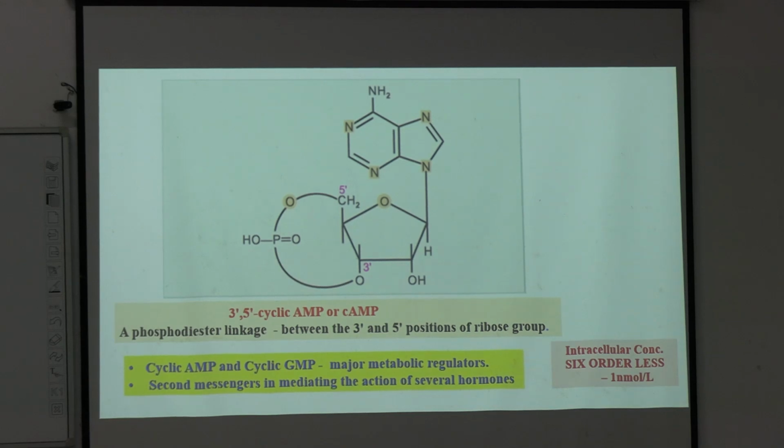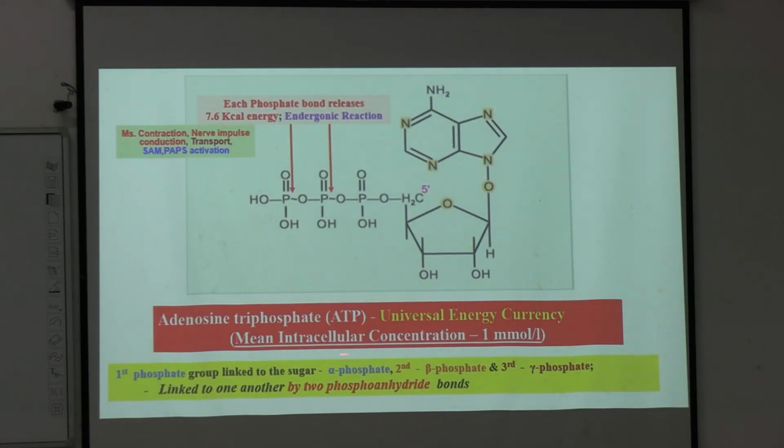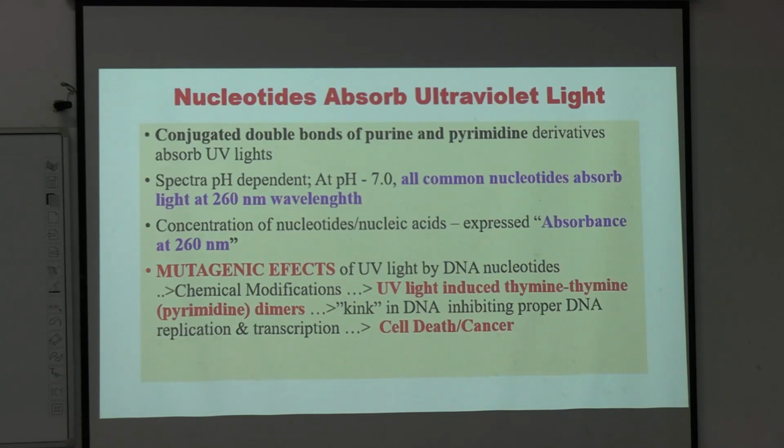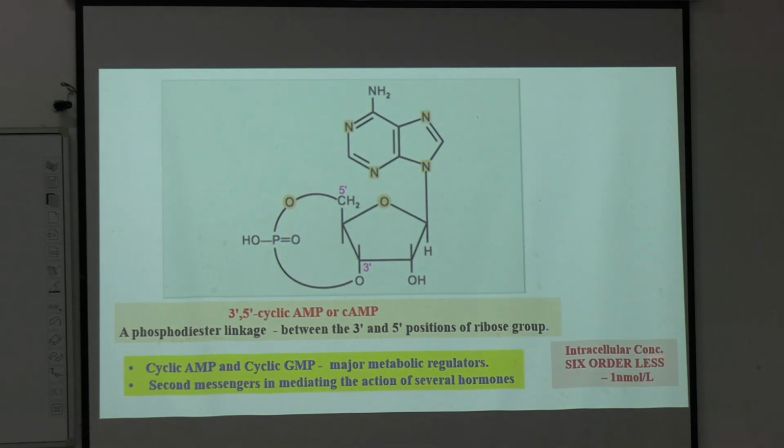It is a very important compound. The phosphodiester bond is between the 3' and 5' positions of the ribose group. Cyclic AMP and cyclic GMP are metabolic regulators, and they are second messengers also. The mean intracellular concentration of ATP is about 1 millimole per liter. In contrast, the intracellular concentration of cyclic AMP and cyclic GMP is very much less, because they are not required in that amount. ATP is required, but cyclic GMP is required only for metabolic regulation and for signal transduction.